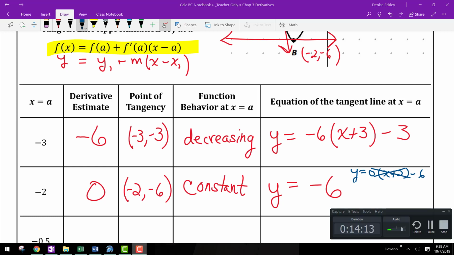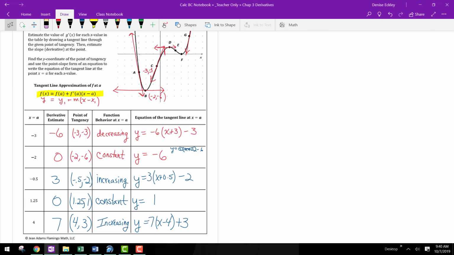So I'll pause the video. Okay, so here's the answers for the rest of the table. I also drew my tangent lines on my graph, and you'll notice we did not use points E and F. The last 3 sections of the table are C, D, and G.